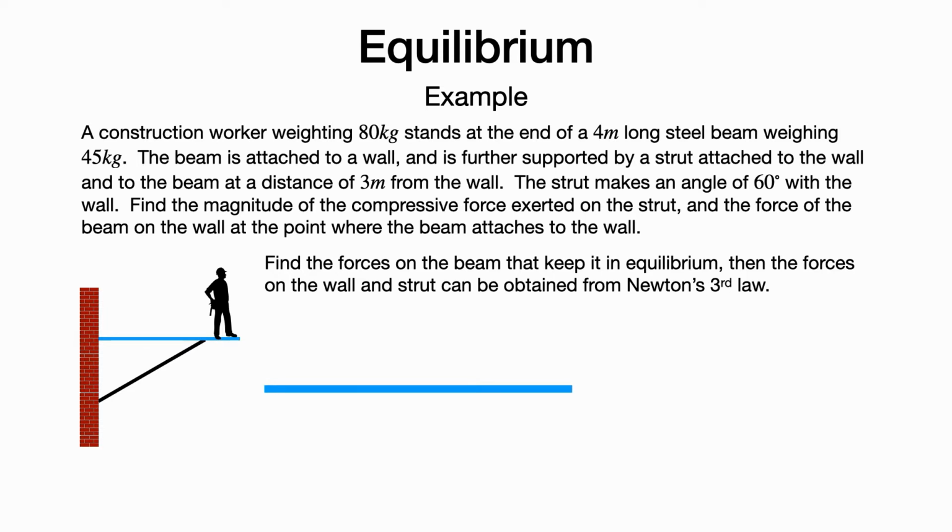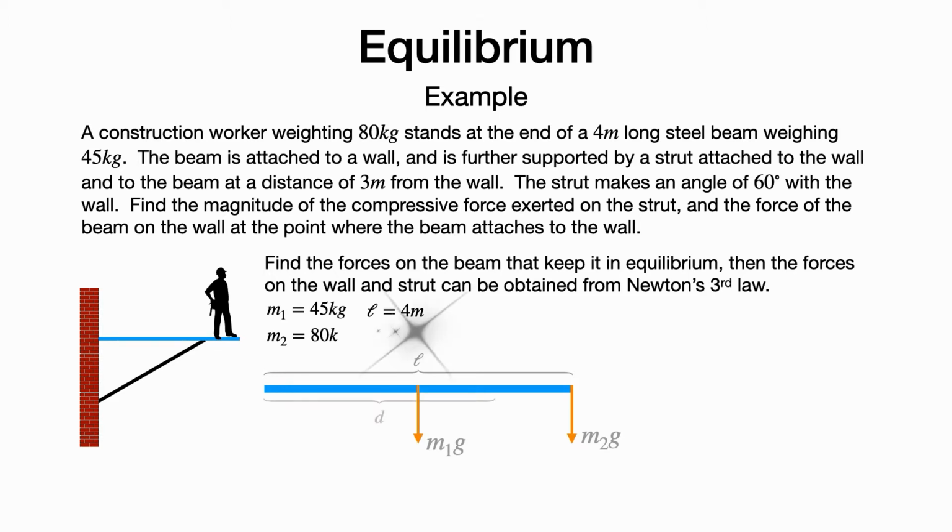So we take the beam, and then we note that it is 4 meters long. Its weight will act through the center of mass of the beam, which is at 1/2 L. And we're also going to have a force acting at the far end of the beam, a mass M2, which is the mass of the worker. So we're going to have a force of gravity acting there. There's also going to be, acting at a distance d from the wall of 3 meters, a force from the strut, and that force is acting at an angle of theta, which is 60 degrees.